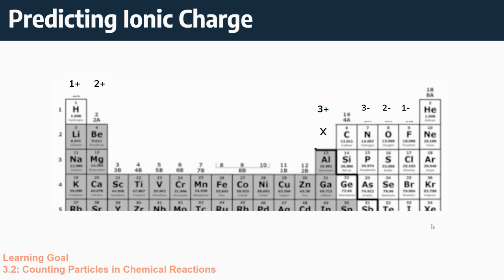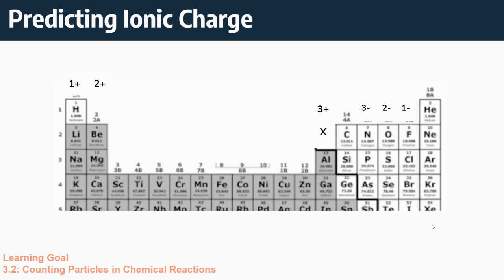When we look at group 8A, those are noble gases. With the exception of helium, they have 8 electrons in their outer shell. All of the noble gases have a filled valence shell, so they don't participate in ionic bonds because they're not going to gain or lose electrons because they're already stable. So these are 1 plus, 2 plus, 3 plus, then 3 minus, 2 minus, 1 minus. Again, you should be able to use your periodic table and determine what charge metals and nonmetals form when they participate in ionic bonds.